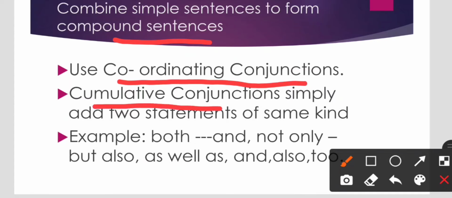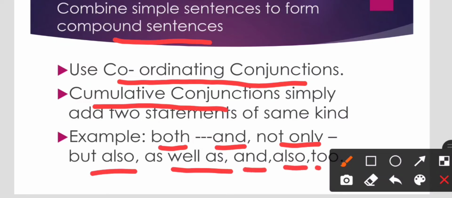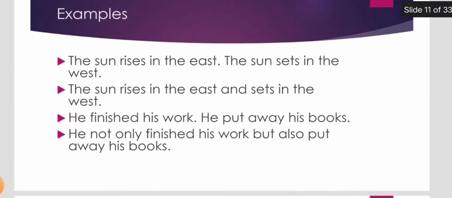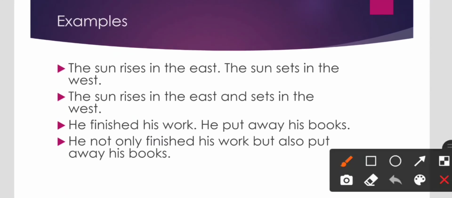The first one is cumulative conjunctions. Cumulative conjunction means addition. They add two statements of the same kind. Remember this. And what are the examples? Both and, not only but also, as well as, and, also, too. So these are cumulative conjunctions. Let's see the examples of how we can use cumulative conjunctions. The sun rises in the east, the sun sets in the west. These two sentences are of similar kind. So we'll be using the cumulative conjunction 'and' here.